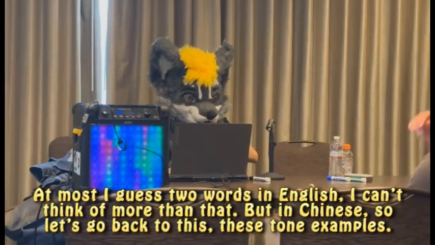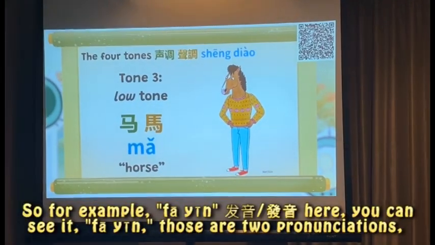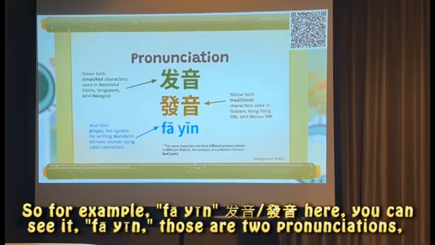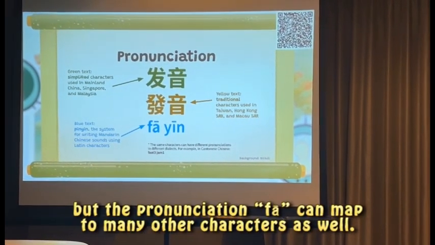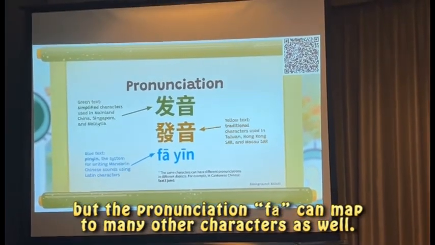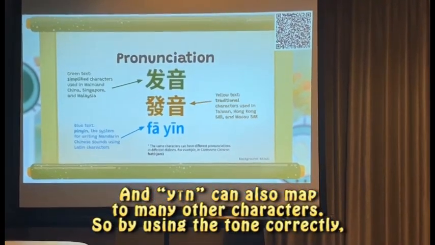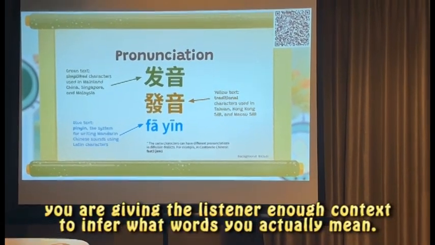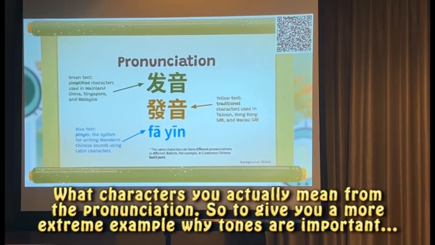But in Chinese, let's go back to this tone example. For example, 发音 here: those are 2 pronunciations, but the pronunciation fa could map to many other characters as well, and yin could also map to many other characters. So by using the tone correctly, you are giving the reader enough context to infer what characters you actually mean from the pronunciation.